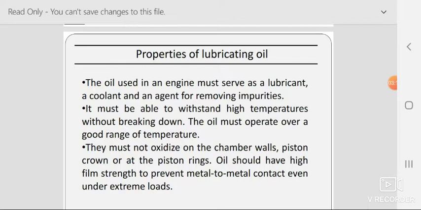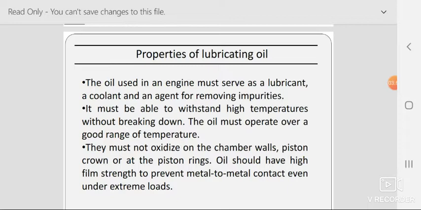The oil should have high film strength to prevent metal to metal contact even under extreme loads. Film strength should be high, that is the boundary film it has. It should be able to contain the film. Actually, the film of the oil separates the metal to metal contact. Film is a layer of lubricant oil that remains between the cylinder and the piston. So what it does, it separates the piston from the cylinder by a thin layer of oil. That oil must cling to the surface. It should have high film strength, so that the film remains same throughout a large range of temperature.